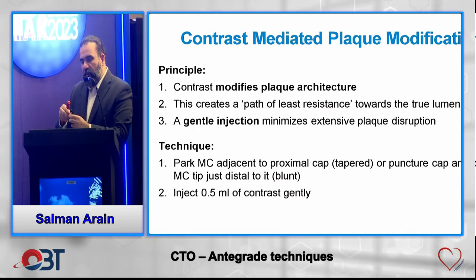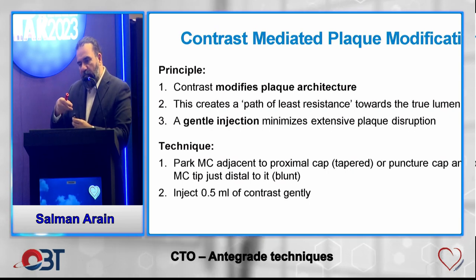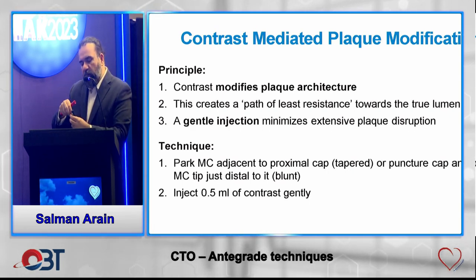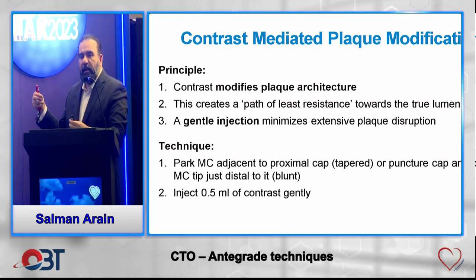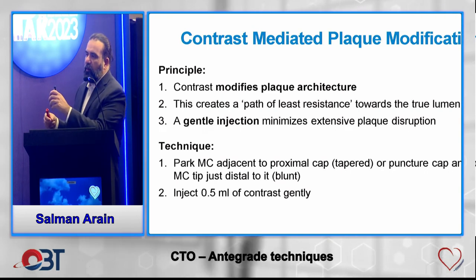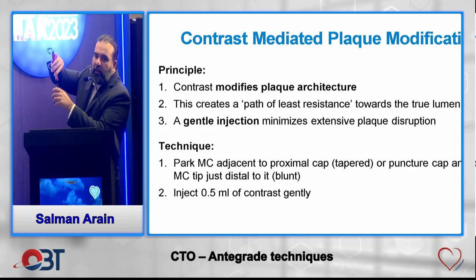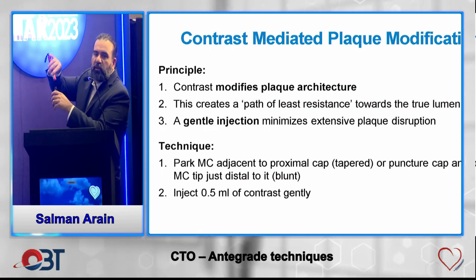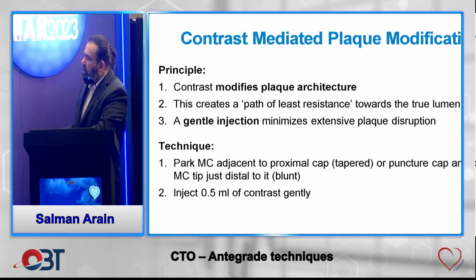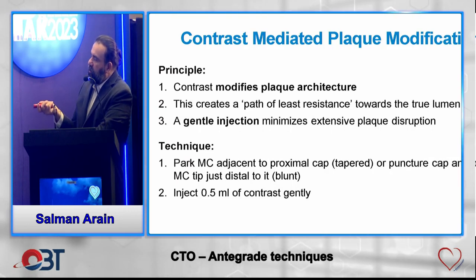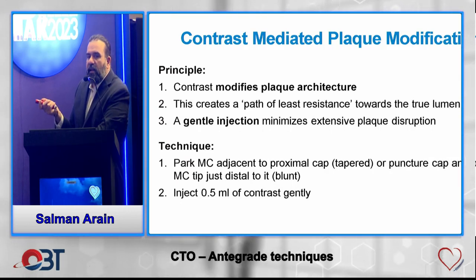As someone starts flushing the hub of the microcatheter, my fellow will take the wire out. Keep the catheter pointed upwards so that air doesn't go into it, and then you can drip the contrast into it. You can aspirate a bit to make sure it's an air-free system. And then you inject half to a millimeter of contrast very gently.